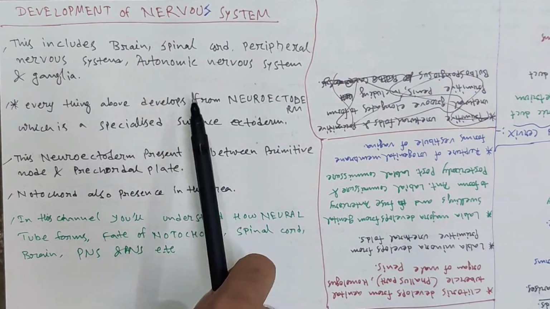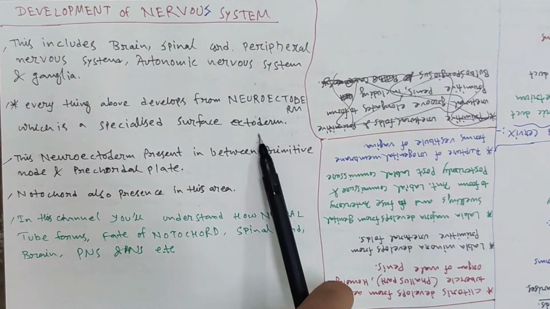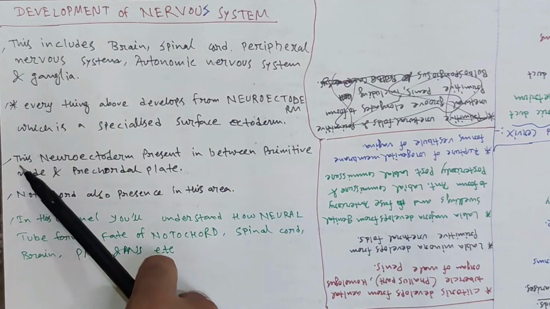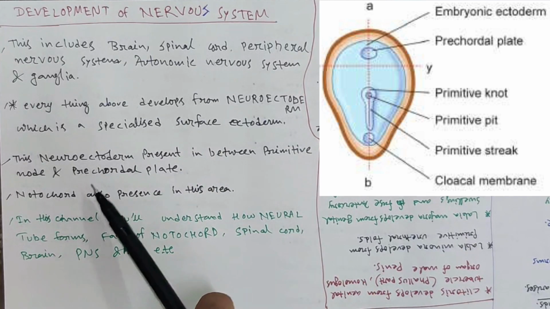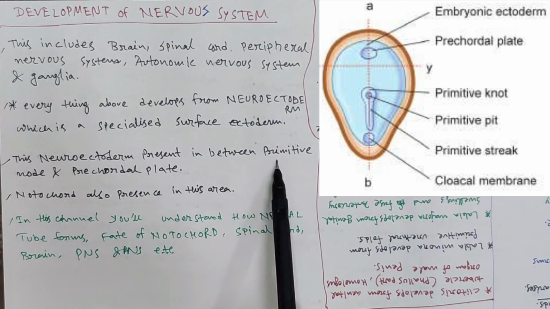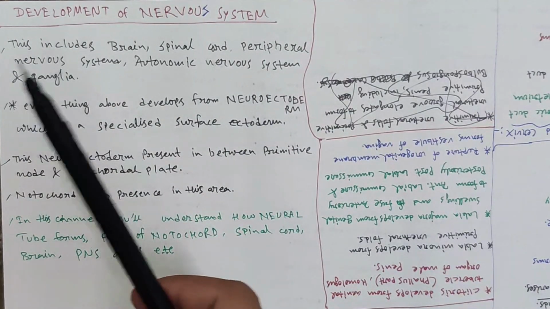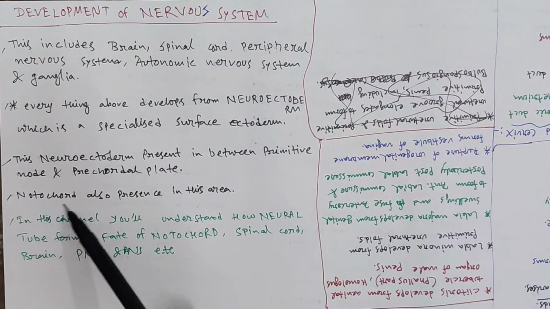Everything develops from the specialized surface ectoderm, which is known as neuroectoderm. Okay. Now, this neuroectoderm presents in between the primitive node and precaudal plate. What is primitive node? You already know that. What is precaudal plate? You already know that because these things I talked about in my earlier videos. Notochord also presents in this area. What is notochord? You already know that.